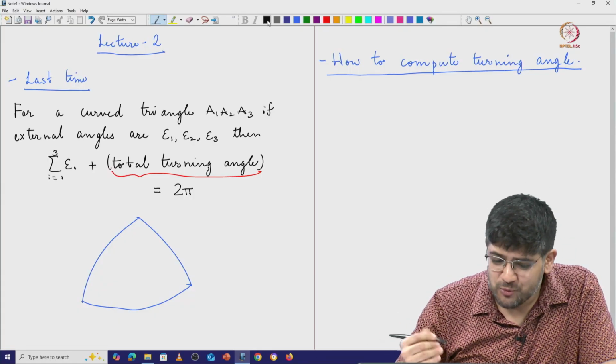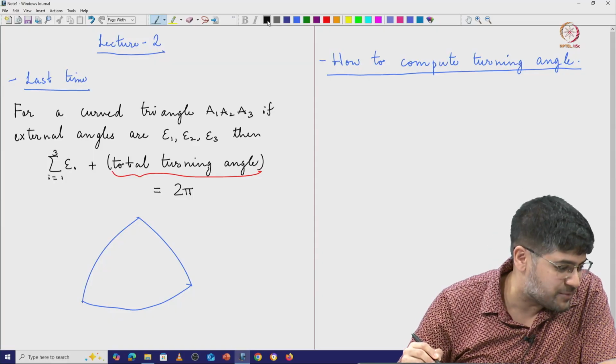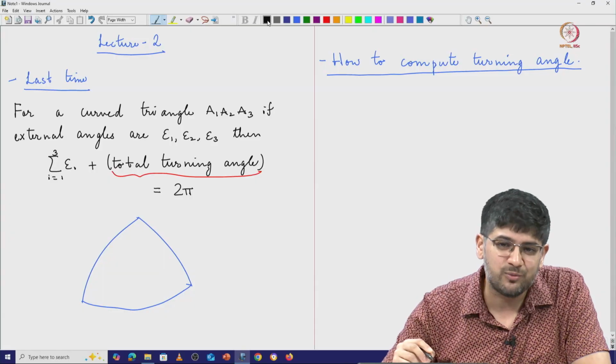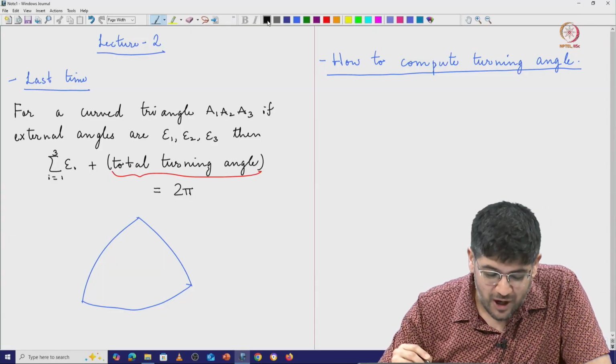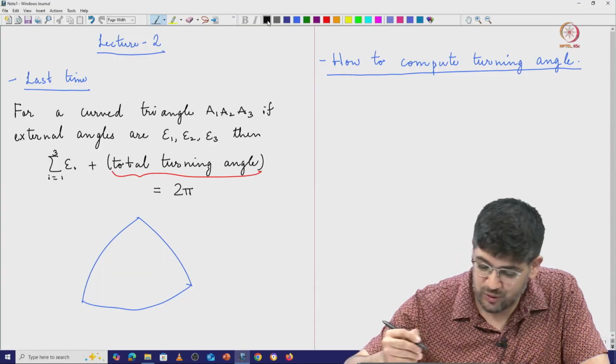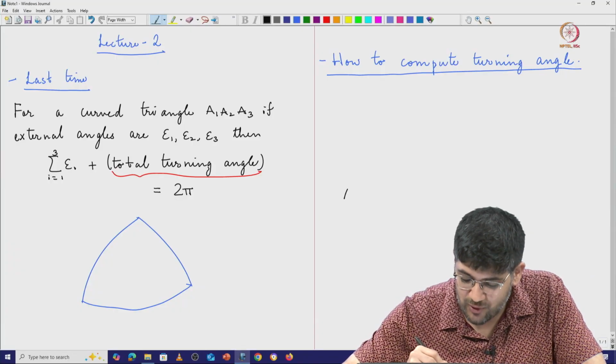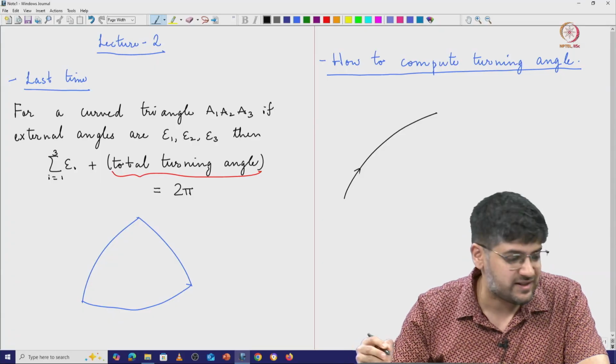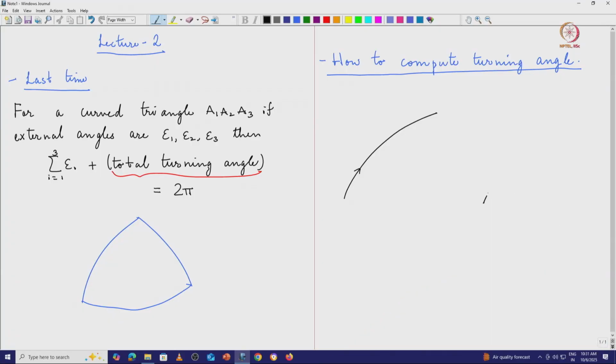In order to motivate how to compute this turning angle, I am going to draw two pictures. In one, I have a curve and I am traversing the curve in this direction. In the second picture, I have geometrically the same curve, but now I am traversing it in the opposite direction.